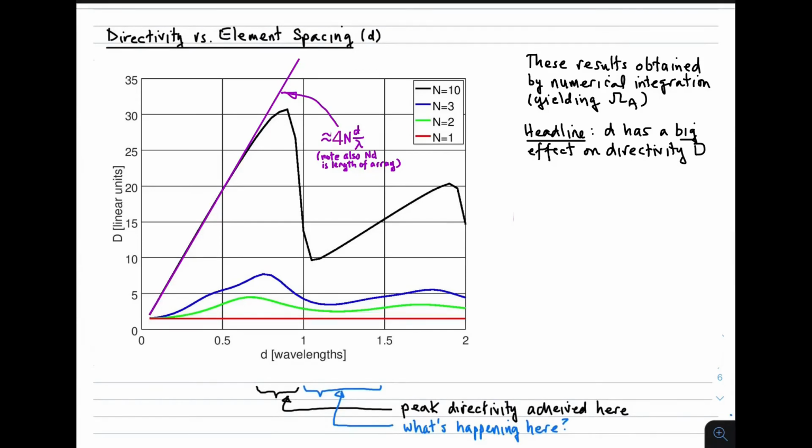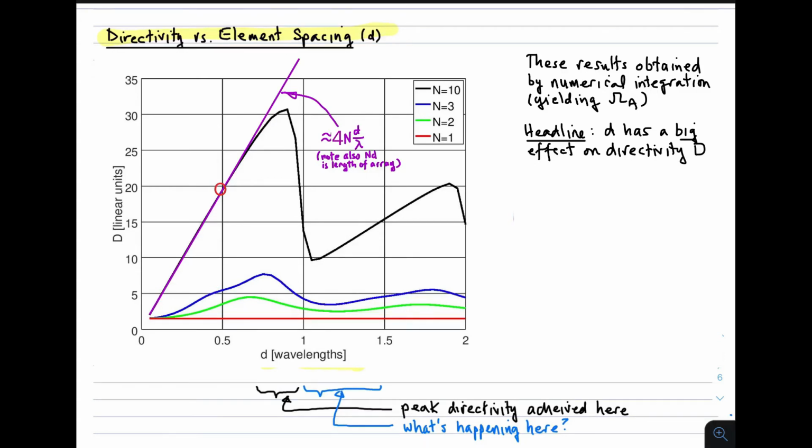Okay, all that seems to be making sense, so let's go ahead and plot directivity versus element spacing. The plots I just showed you were for element spacing of 1/2 wavelength. In other words, the plots I just showed you fall here on this plot, where this plot is showing directivity in linear units, not in dBi, as a function of element spacing and wavelengths. So the 3 cases I just showed you are here for n equals 1, here for n equals 3, and here for n equals 10.